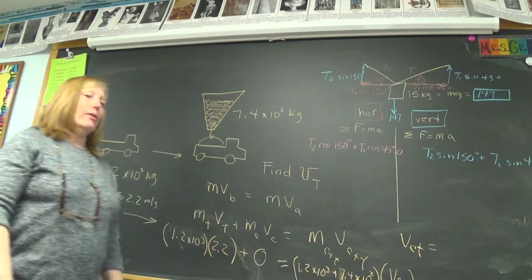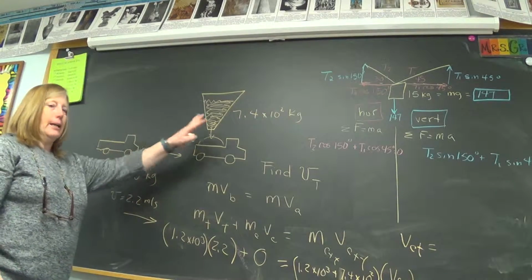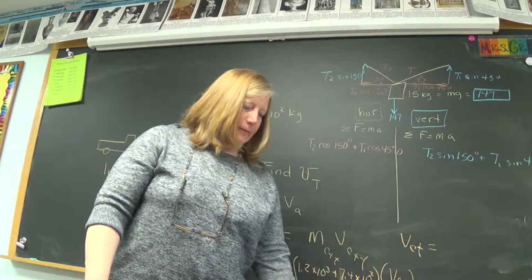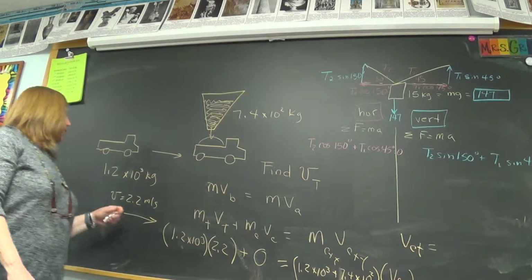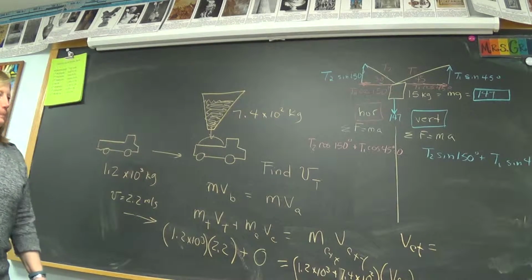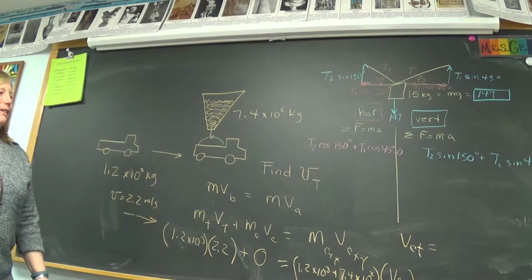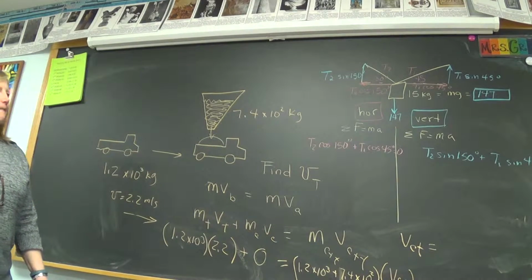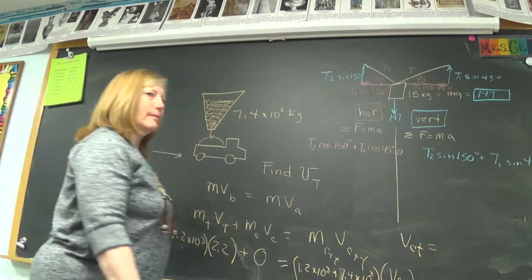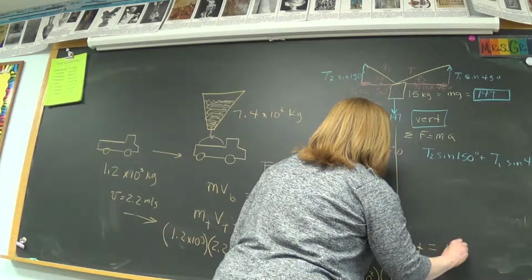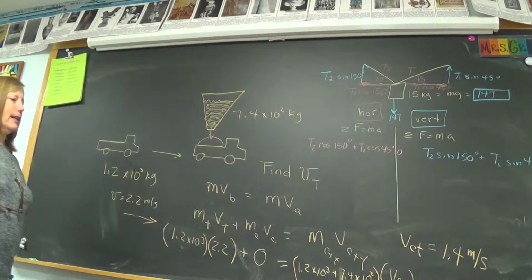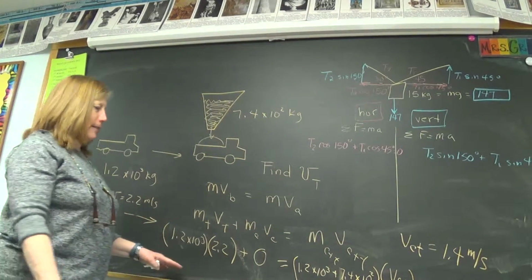The question is, what is the velocity of the combined truck plus corn once the hopper has dumped the load? What will it be coasting at? It was 2.2. We're expecting something lower. Mine came out lower. What is it? Mine came out 1.4. Yeah, mine as well. All right, it's been confirmed. 1.4 meters per second.